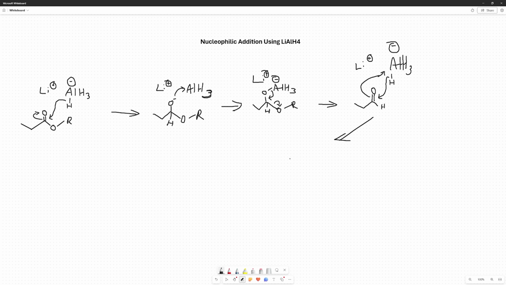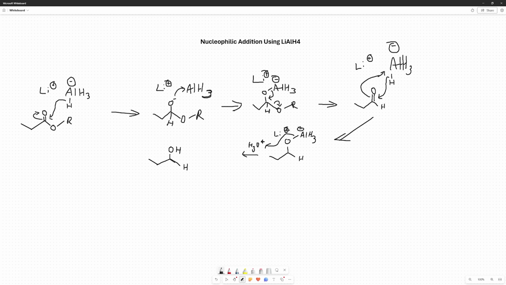And then you're going to end up with, and that's then going to be through an acid workup. Because this is an unstable bond since it's got a charge on the aluminium, the bond is going to be donated to a hydrogen from the hydronium. And you're going to end up with the alcohol.